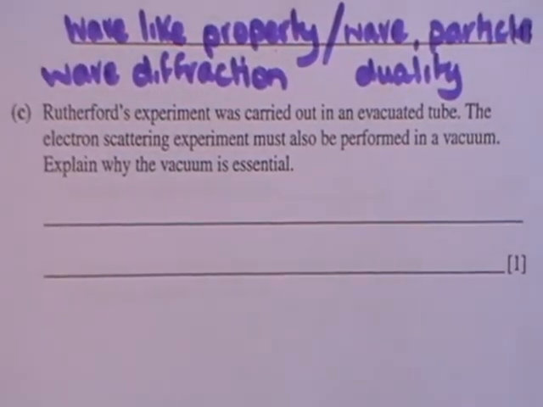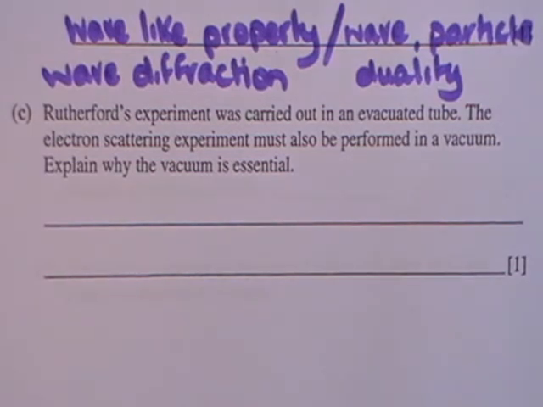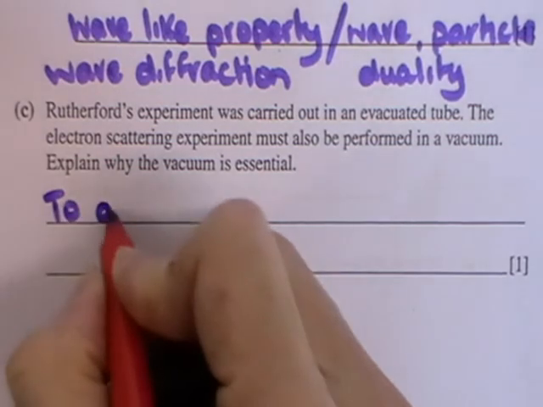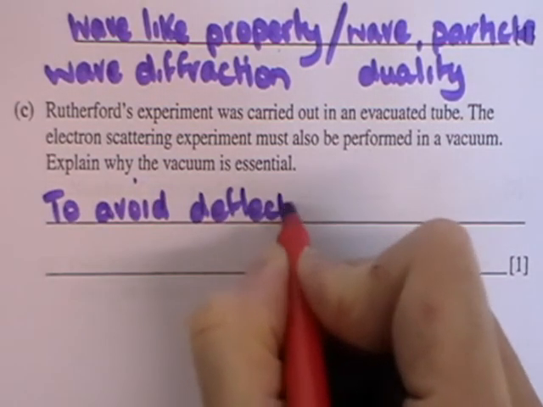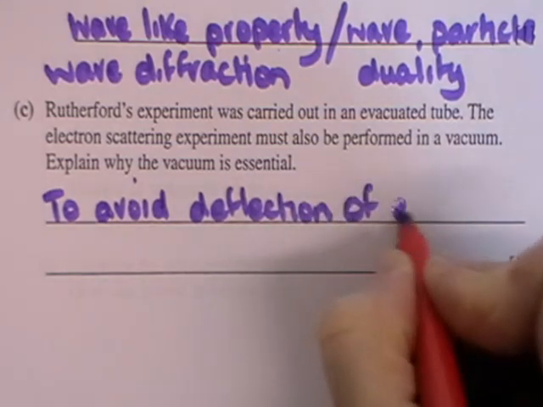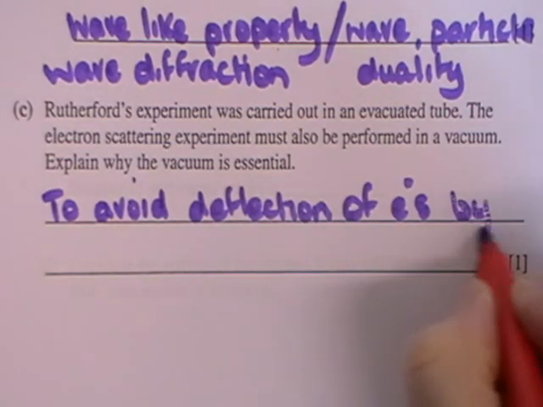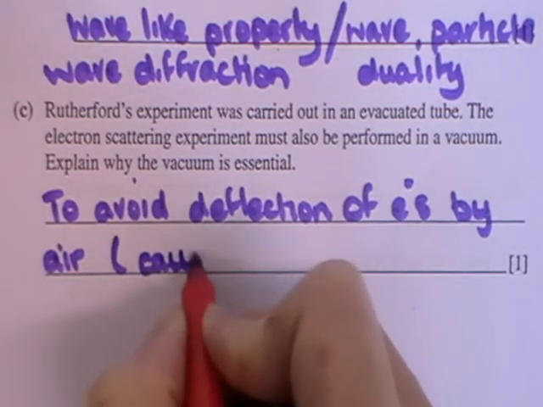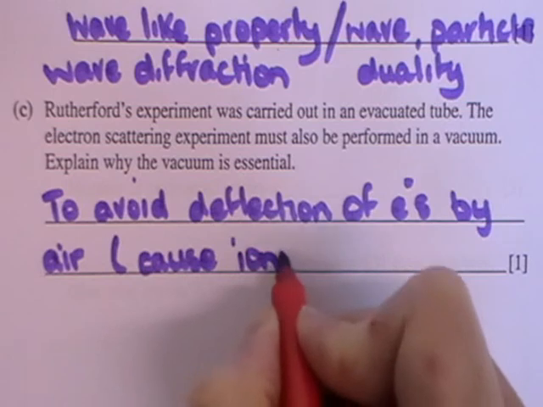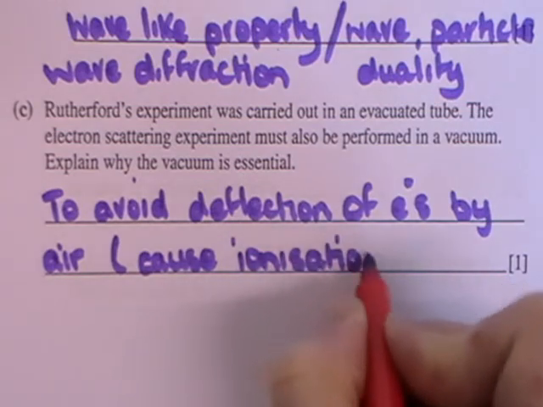Rutherford's experiment was carried out in an evacuated tube. The electron scattering experiment must also be performed in a vacuum. Explain why the vacuum is essential, and the reason is to avoid deflection of the electrons by air because they cause ionisation and then they lose their energy. And if that happens, you won't see the pattern.